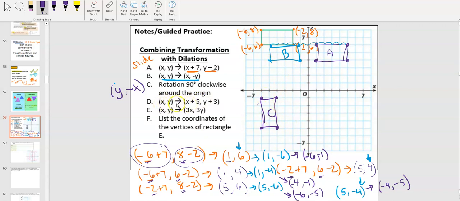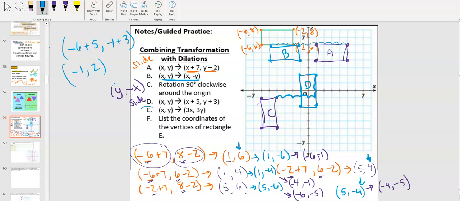And so now we're going to go after D. On D, we have another slide, another translation, where we're going to slide it to the right 5 and up 3. All right, so I went ahead and slid this over 5 and up 3, and here is shape D. Again, if I wanted to do that to my points, I would have taken the -6 plus 5 and the -1 plus 3, and that would have given me -1, 2, and that's where my new point is.